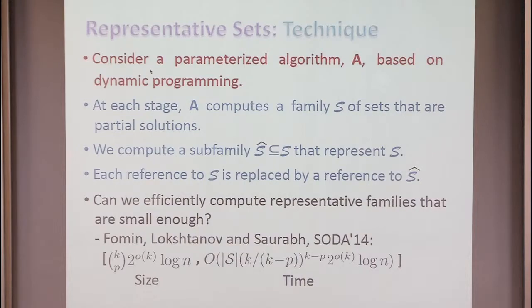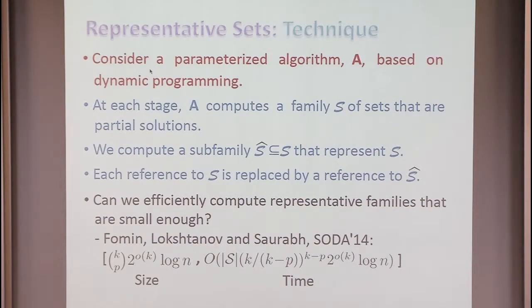So suppose that we have a parameterized algorithm that is based on dynamic programming. Now, at each stage, this algorithm computes a family S of partial solutions. So what will we do? We just compute a family that represents it, and we replace every reference to S by a reference to the representative family. And by the definition of a representative family, the algorithm stays correct. And it might also be significantly faster because we are now using a subfamily that might be significantly smaller.